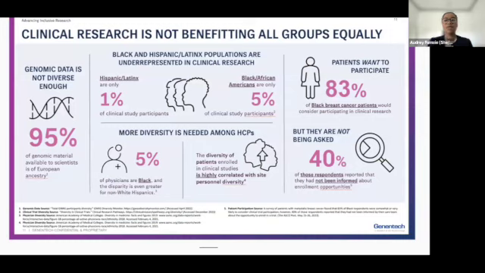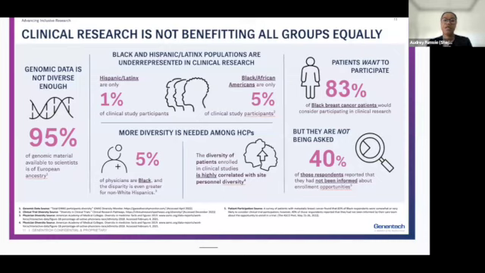So clinical research is not benefiting all groups equally. 95% of our genomic material available is of European ancestry. Black and Hispanic populations are underrepresented in clinical research. Only 1% of Hispanic and Latinx patients are part of clinical research studies, and only 5% of Black and African Americans are part of clinical research studies. But these patients do want to participate. 83% of Black breast cancer patients would consider participating in a clinical research study.